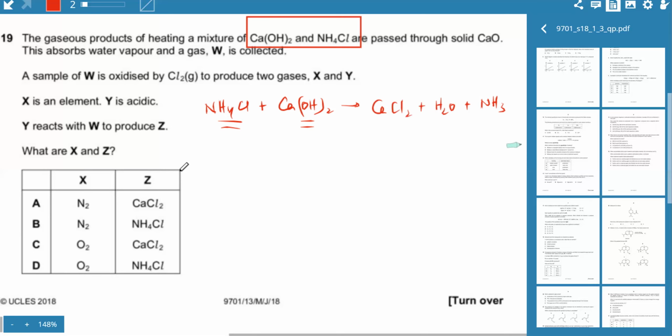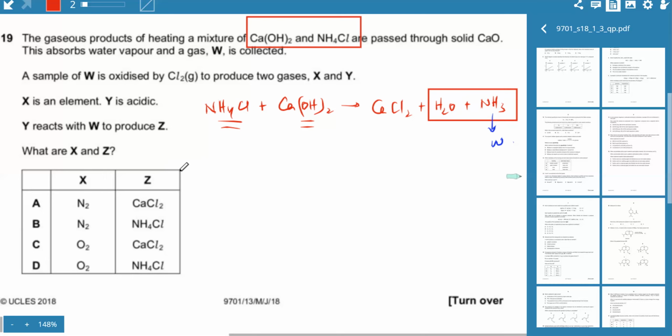So it's saying the gaseous products of heating a mixture of calcium hydroxide and the ammonium salt. He's heating the mixture, so I think water is probably in gaseous state. Then it absorbs water vapor and a gas W. He's already mentioned the water vapor, so gas W is definitely ammonia, NH3.